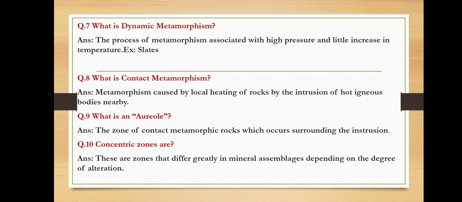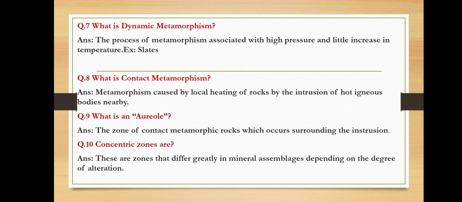Now question number 9. What is an aureole? The zone of contact metamorphic rocks which occurs surrounding the intrusion. So aureole is nothing but a zone. Okay, it is a zone which occurs during contact metamorphism surrounding the intrusion. So when the magma body or lava intrudes a rock, it will cause local heating to its adjacent rock.